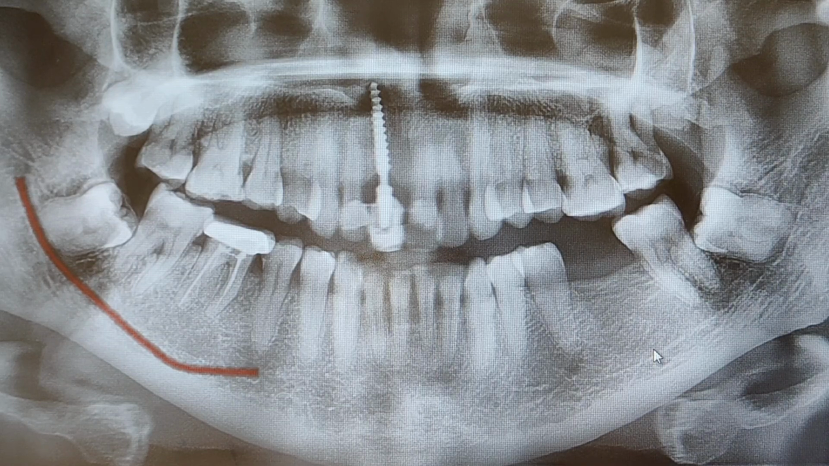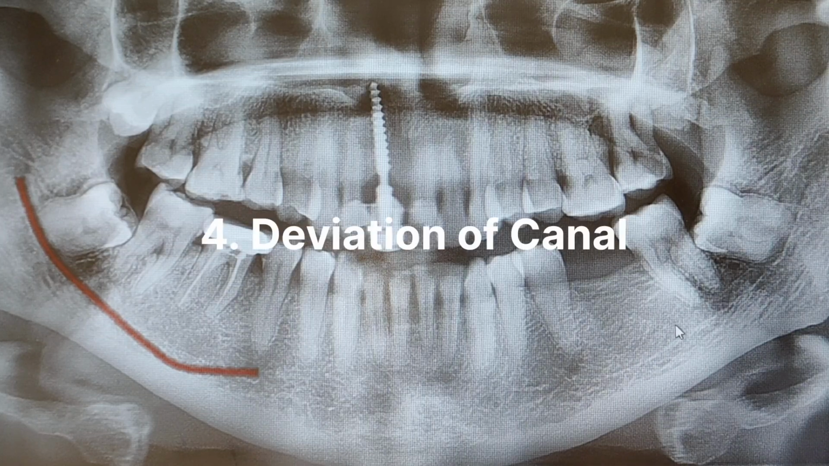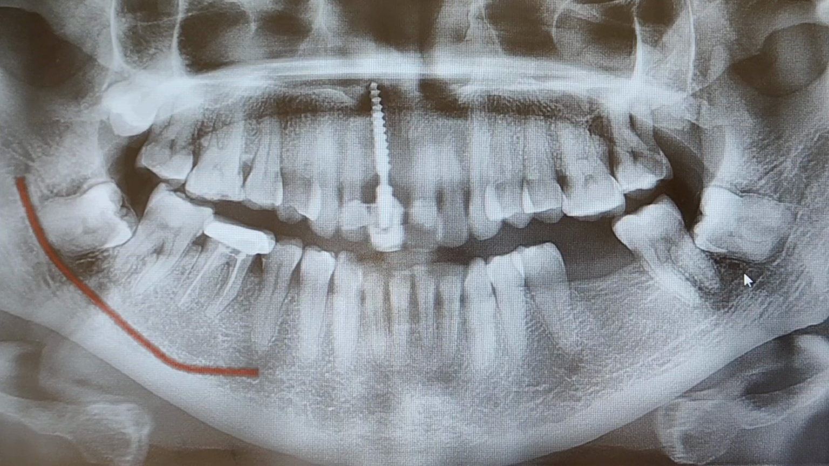And the last and the fourth radiologic sign is deviation of canal. If you see the canal comes smoothly like this, when it comes to the root end region, the canal deviates slightly and goes towards this region. So deviation of inferior alveolar canal can strongly suggest nerve injury during extraction. So I would also be showing you the position of inferior alveolar canal with the help of cone beam computed tomography.